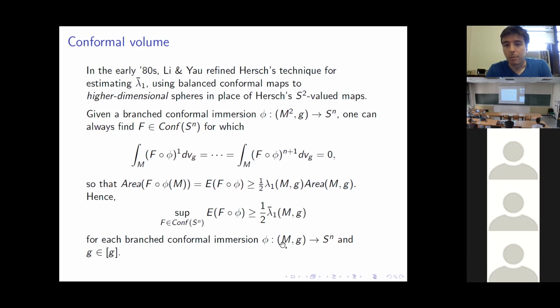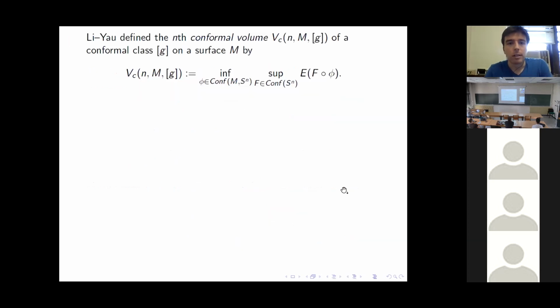For any given map B from M into Sn to start with. And moreover, this holds for any metric G in that conformal class, okay? Because all of these energies are conformally invariant quantities. So what does this tell us?